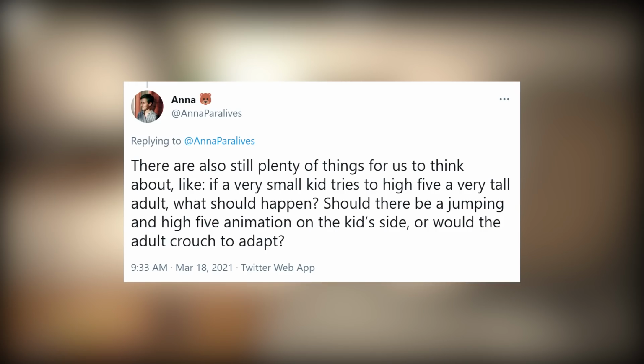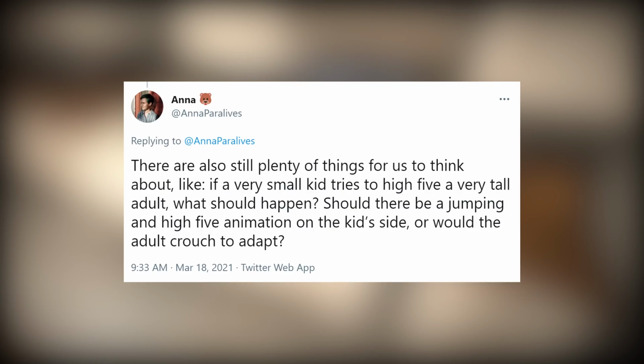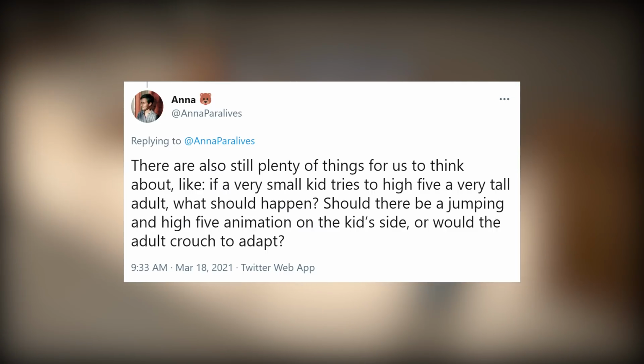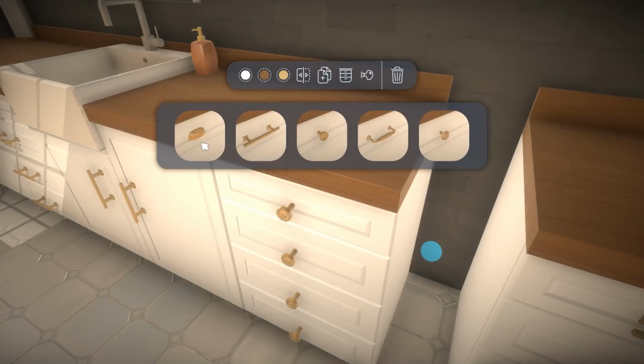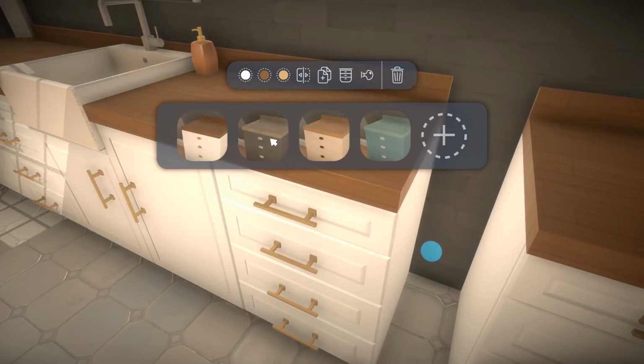There are also still plenty of things for us to think about, like if a very small kid tries to high-five a very tall adult, like I said a minute ago, what should happen? Should there be a jumping and a high-five animation on the kid's side, or would the adult crouch to adapt? I think that animations should be made for both of those things and then just have them happen at random or make them completely separate interactions.